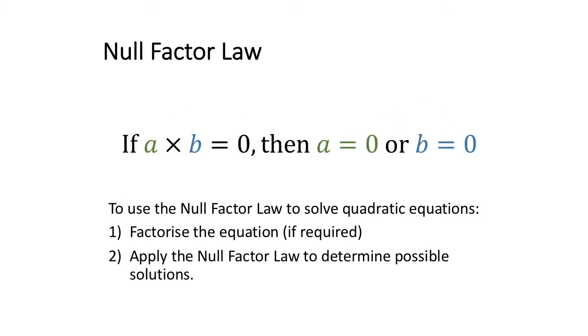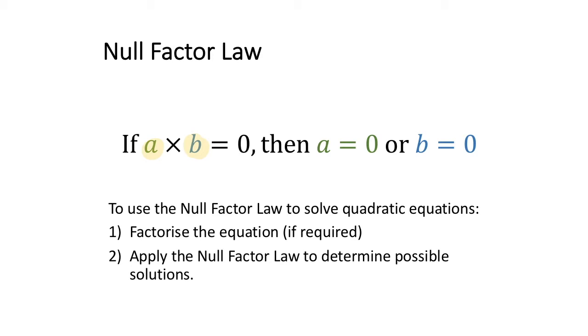So looking at the Null factor law, if we are multiplying two terms together, so a and b, and the answer to that is 0, then we know that either a has to equal 0 or b has to equal 0, because that is the only way we can get an answer of 0 when we're multiplying two terms together.